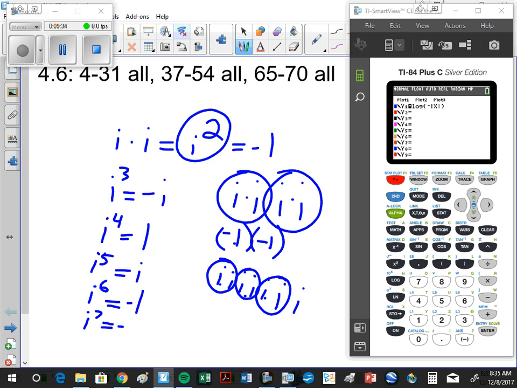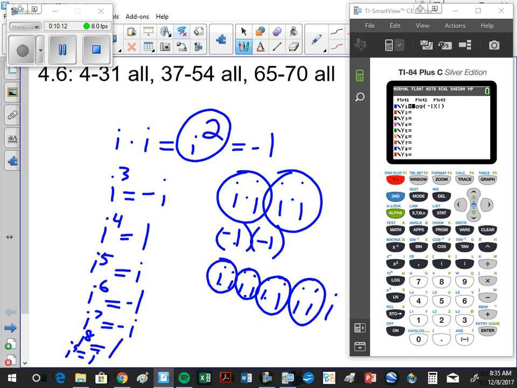Do you see a pattern? What's the next one going to be? So i to the eighth is 1. And i to the ninth is going to be... Oh, sorry, this should be -i. No? No, that's right. So there's 8, and here's 9. Negative 1, negative 1, negative 1, negative 1 turns into 1, negative, and so positive i.